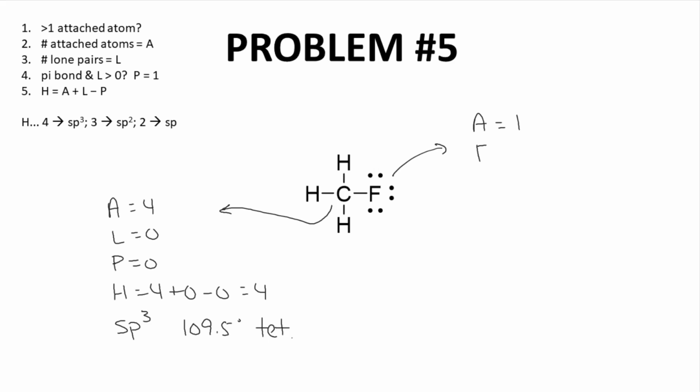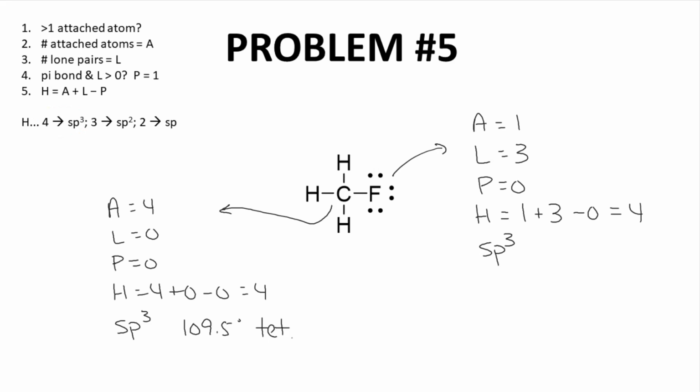The fluorine has, I wrote F, I want L. I'm on step 3, so we're assigning L. The number of lone pairs is 3. It doesn't have a double bond in the molecule, so P is 0. H equals A, that's 1, plus lone pairs, that's 3, minus 0 equals 4. And so if we get 4, we would say that that fluorine is sp3 hybridized.